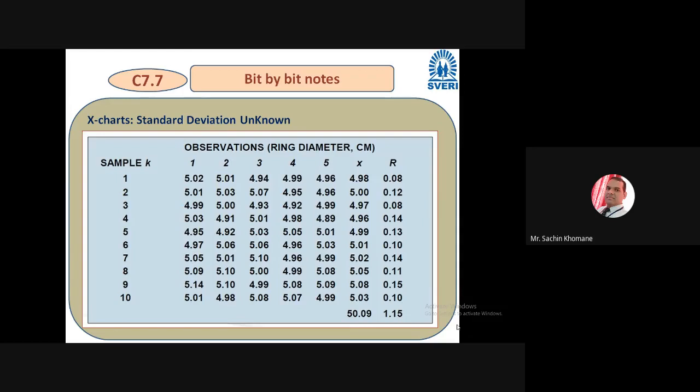Now, in the first reading, yesterday also we saw the significance of range, right? What is the larger reading here? I think 5.02, right? 5.02 is the larger reading. And what is the smaller reading here? Something like 4.94. So the difference between these two is 0.08. Like that, just calculate the difference for all the samples, all the readings.